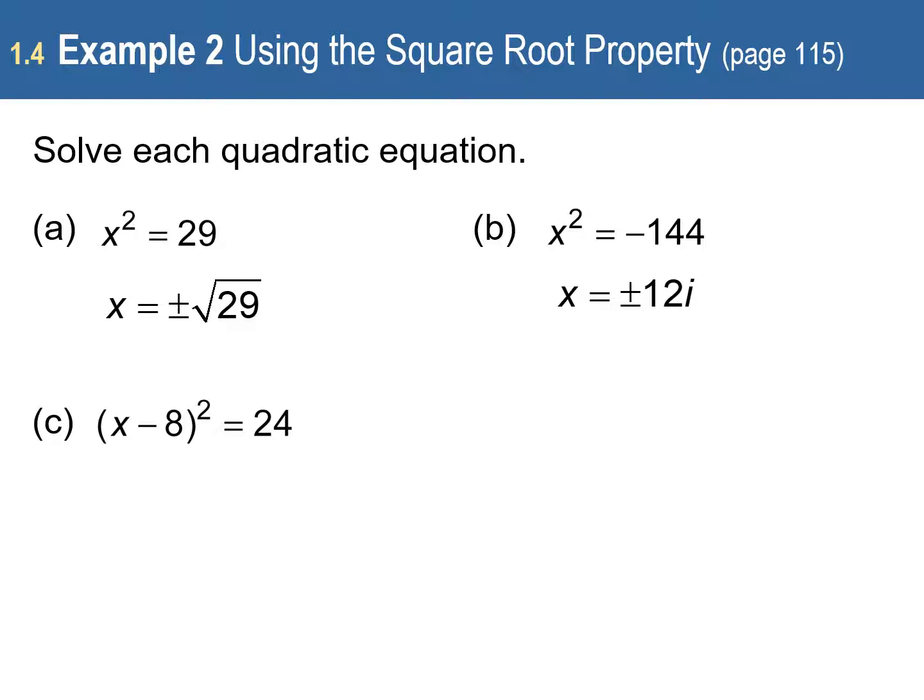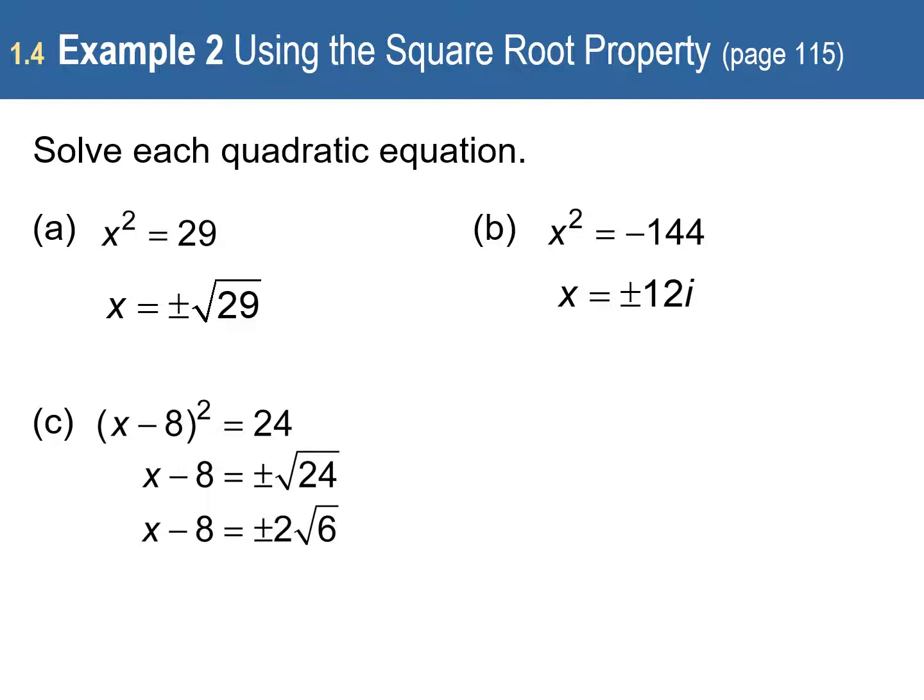C is going to be a little bit more work. x minus 8 squared is 24. Square root both sides, you're going to get plus or minus the square root of 24. And we want to simplify that square root of 24 to the square root of 4 times 6. So it becomes plus or minus 2 times the square root of 6.